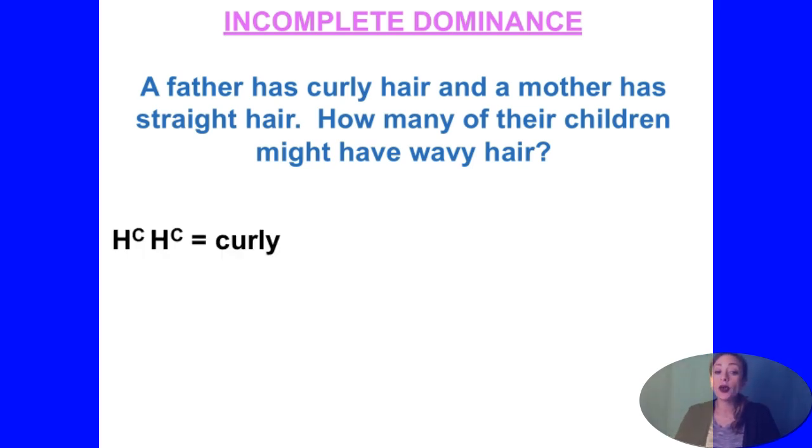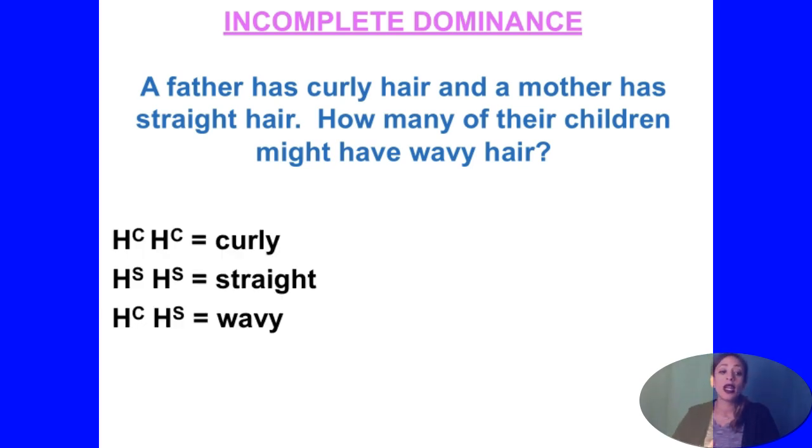So first things first, we're going to go ahead and write out our key. I just happen to use H's, the big H, because I wanted to stand for hair, but you can choose any letter you'd like. It's going to be the same result. Then I did the actual alleles, C for curly, I did S for straight, and then I did, well, of course, when these 2 mix together, they're going to make that new phenotype, which is going to be our wavy.